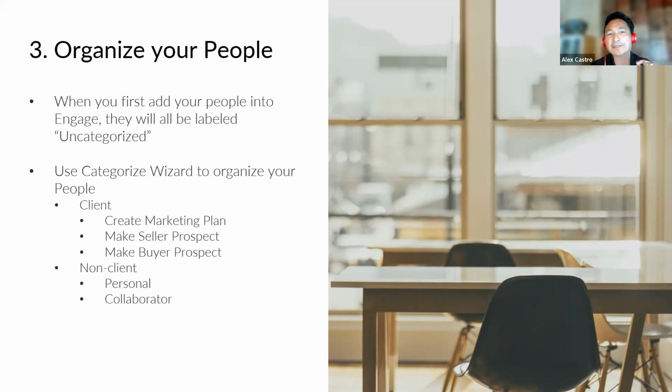Okay, so the third of the 5 ways to maximize your MoxiEngage is organizing your people. When you first add people or a person into Engage, they're going to be labeled as uncategorized. What's cool is that in MoxiEngage, you're able to use the categorize wizard to organize your people into a client or non-client.